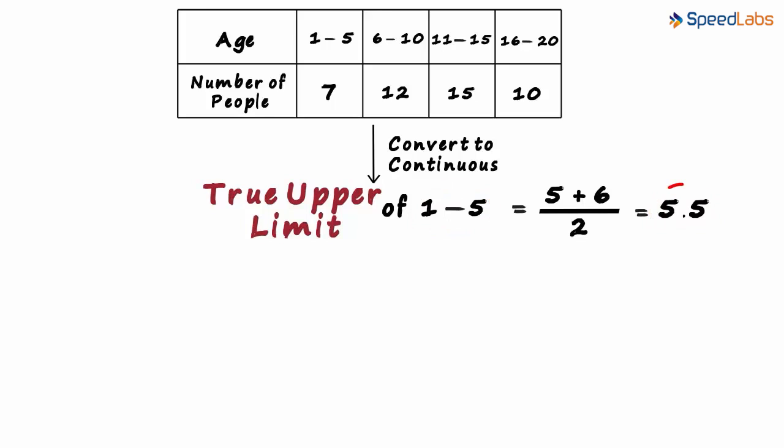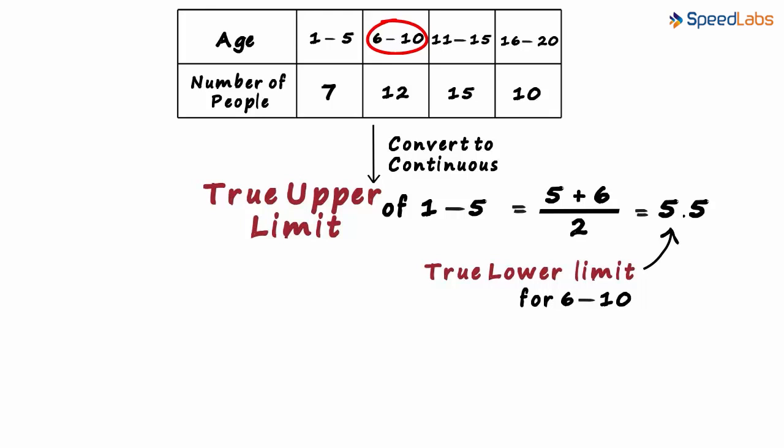And guess what? This 5.5 also becomes the true lower limit for the interval 6 to 10, which is the next immediate interval. Do not get confused with this new term. We use true upper and lower limits just to convert the discontinuous form of class intervals into continuous form. Okay, let's try it one more time.